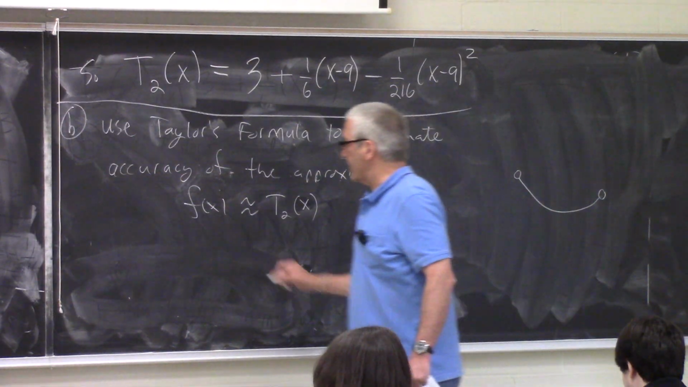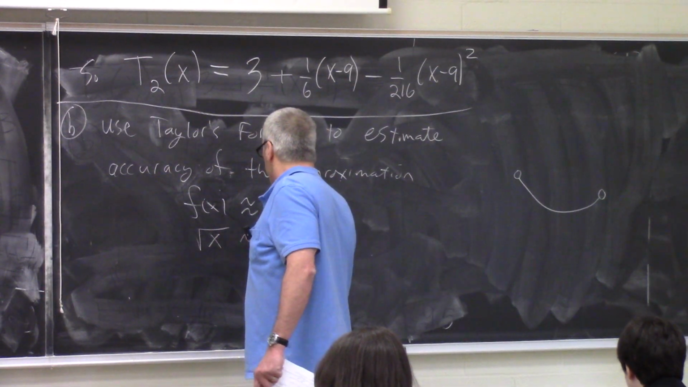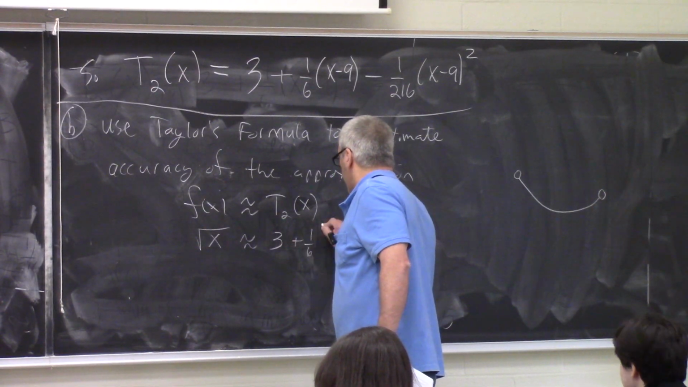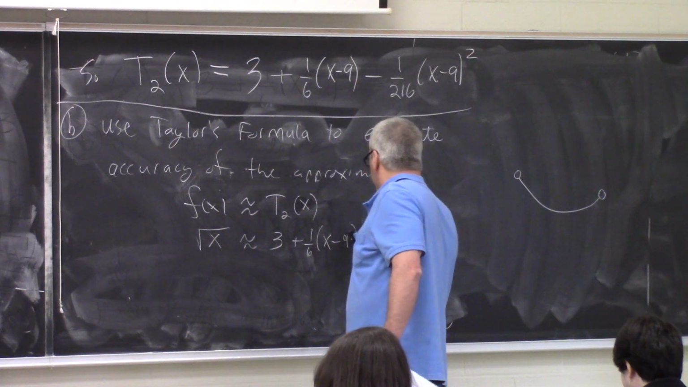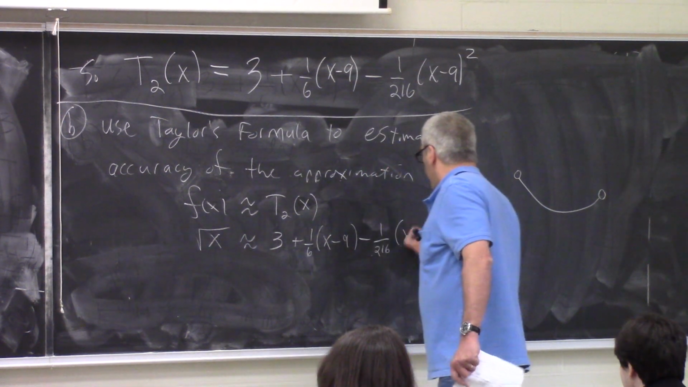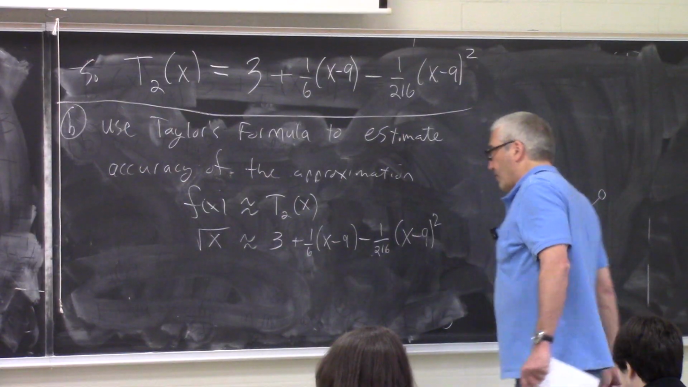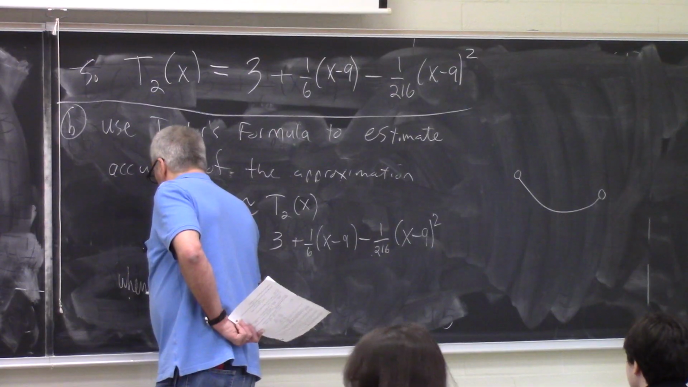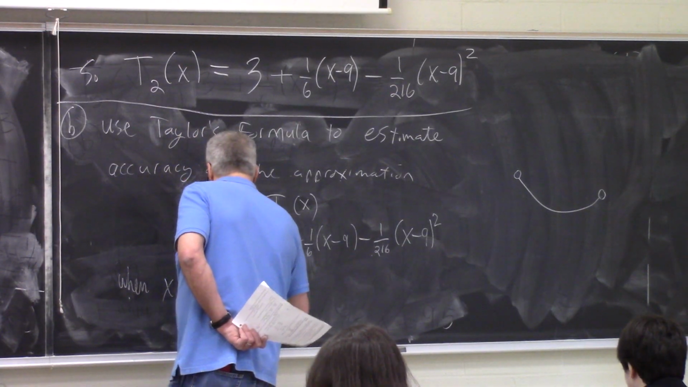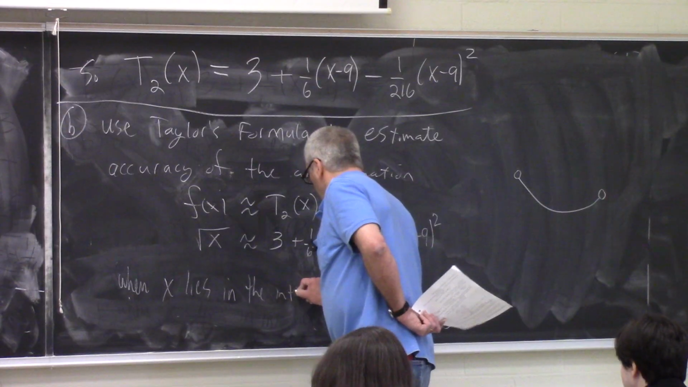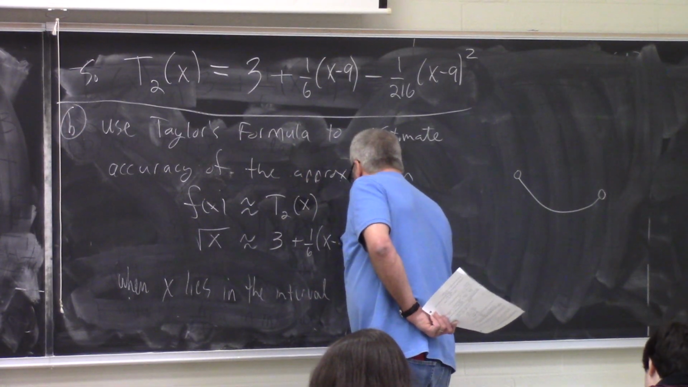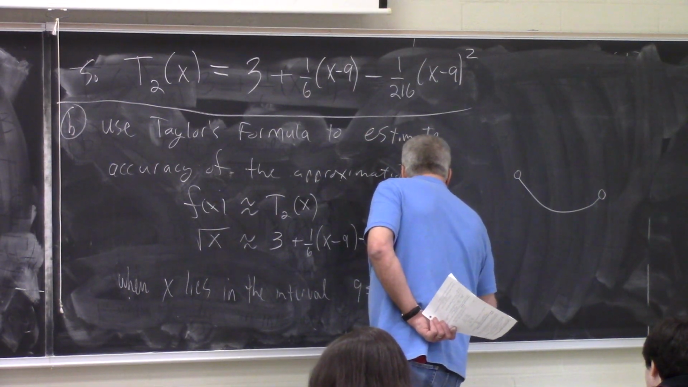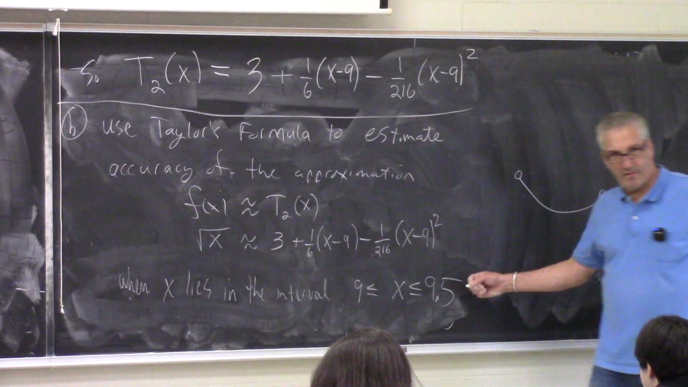That is, instead of using square root of x, use this formula: 3 plus 1/6 times x minus 9, minus 1 over 216 times x minus 9 squared. So on the interval between 9 and 9.5. So I'm not going to use this approximation for all x's. I'm just going to use it for x's in that range.